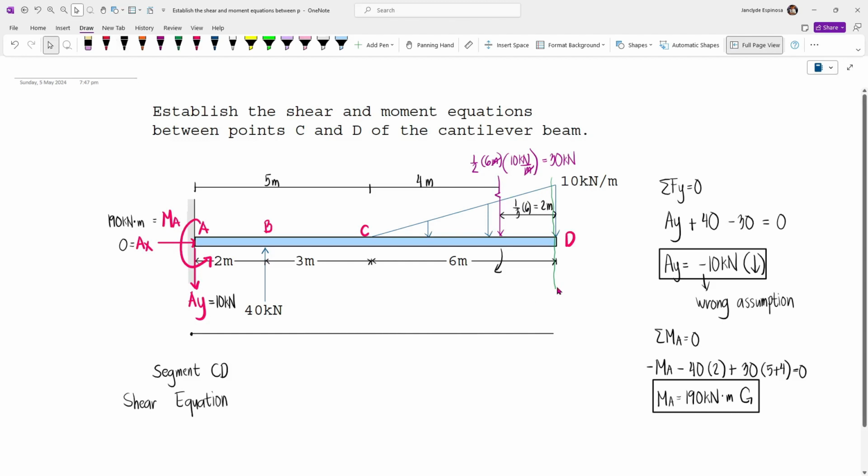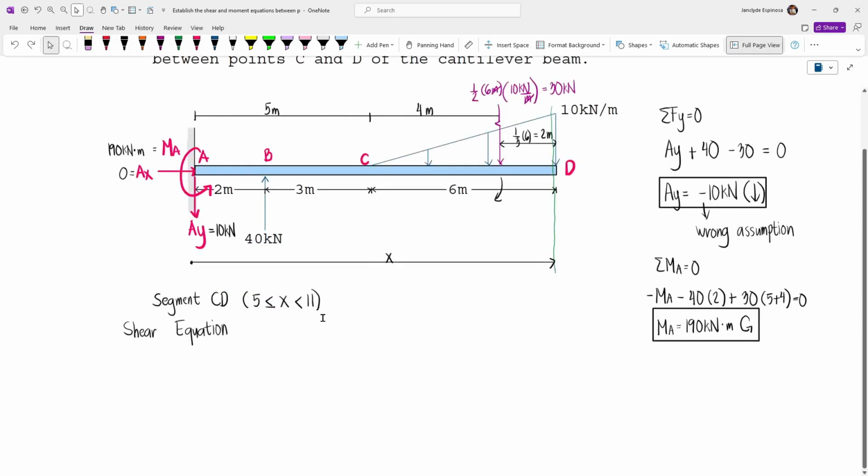And then it will extend to the cut, which is right here. So this is X. So we have our limits to be from 5 lesser than or equal to X, this value, and then X is lesser than 11. But again, we're not gonna put an equal sign for this one. Now for the shear equation, let's just directly write VCD.